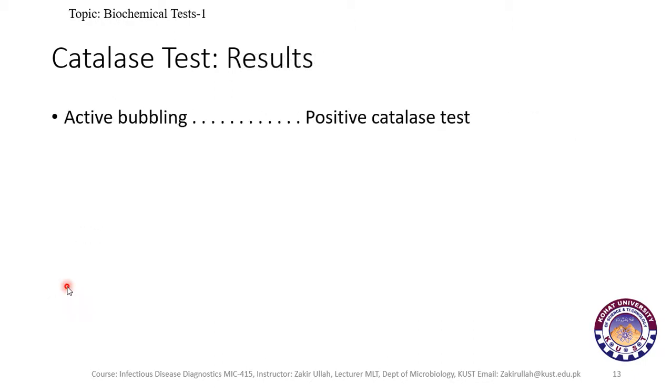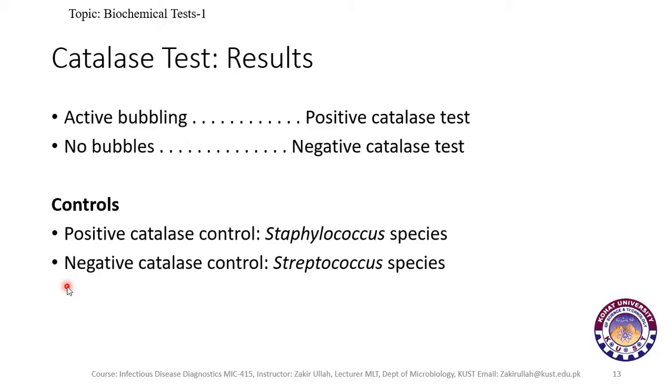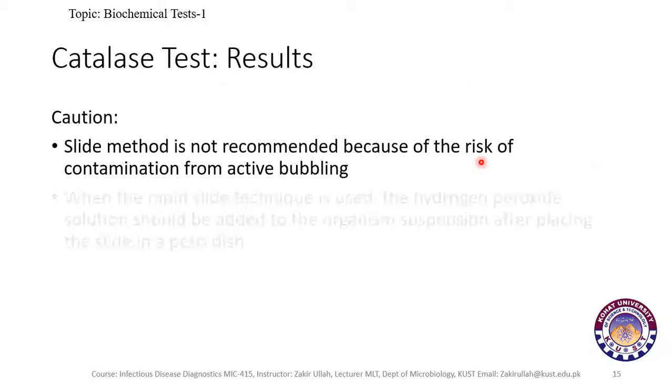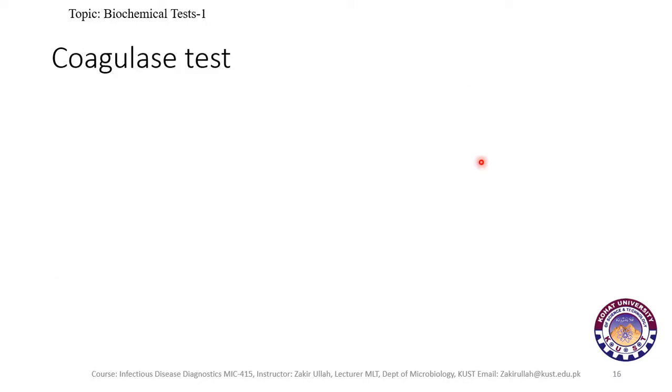These are the results of the catalase test, in which active bubbling is produced after adding the growth into the hydrogen peroxide solution. The controls: Staphylococcus species is the positive control, whereas Streptococcus species is the negative control. This shows both the slide test and the tube method of the catalase test. These are the cautions required during the test.